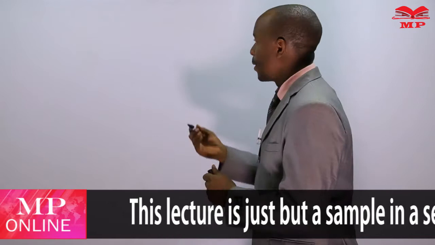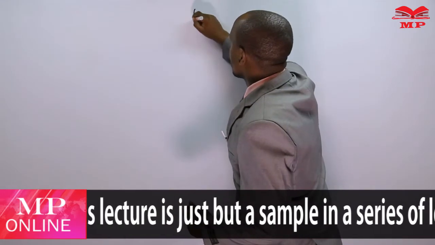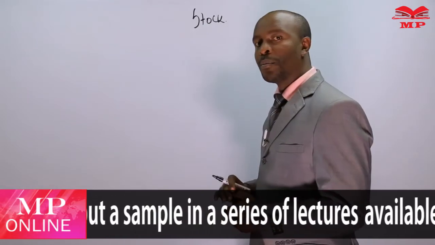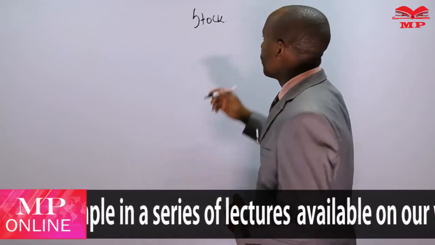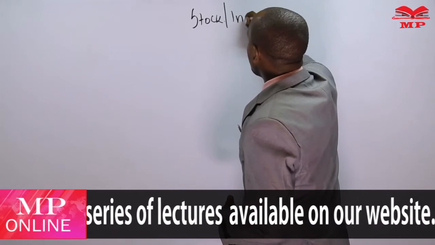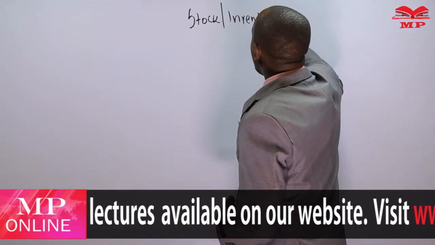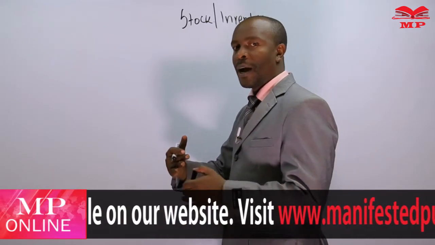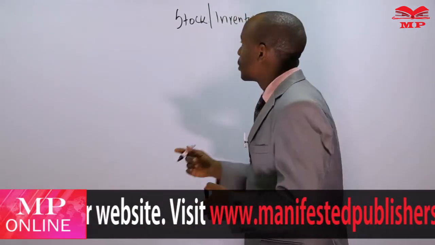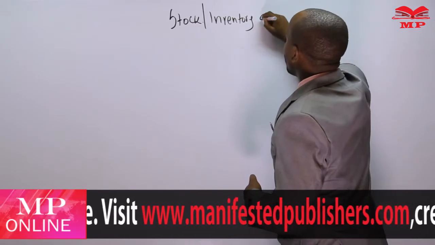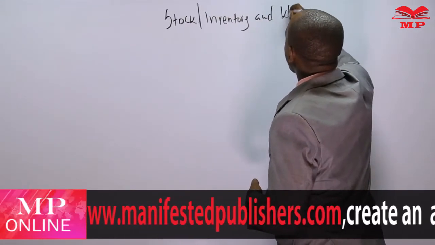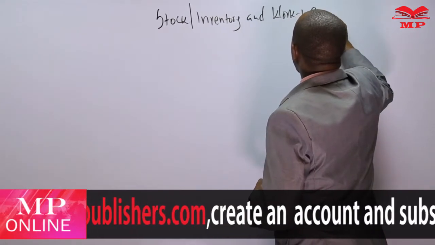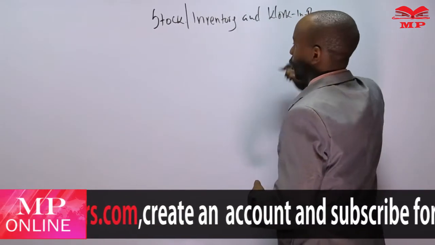So here I have stock. I know most of you have been seeing this word in most of the financial statements as inventory, so I'm going to replace it with inventory. And because inventory cannot be made without first of all manufacturing, and then having work in progress and finished goods, we can also introduce work in progress.